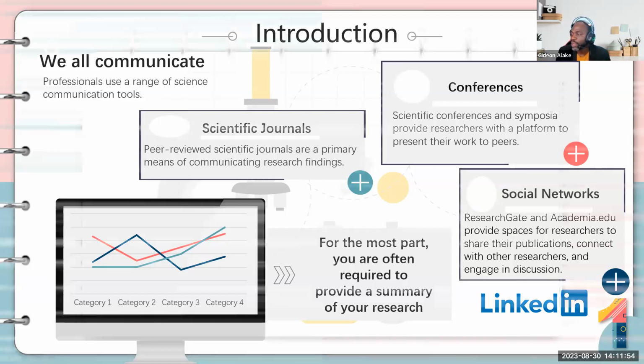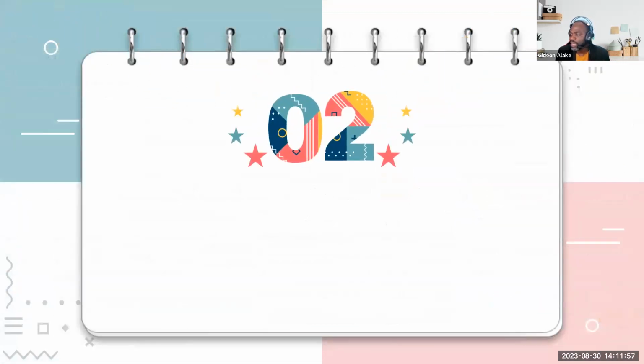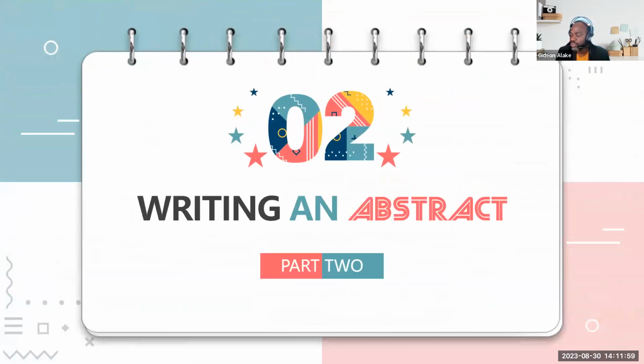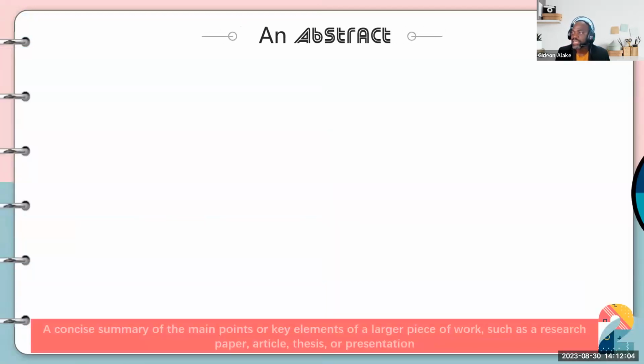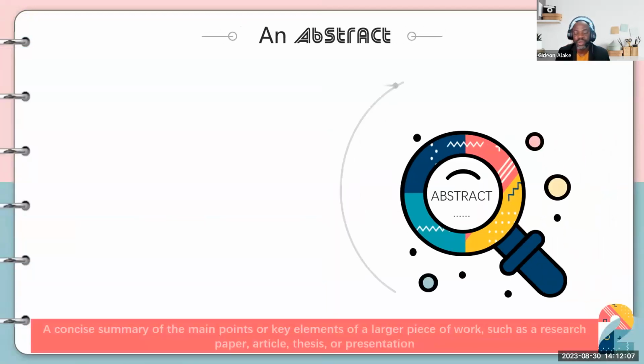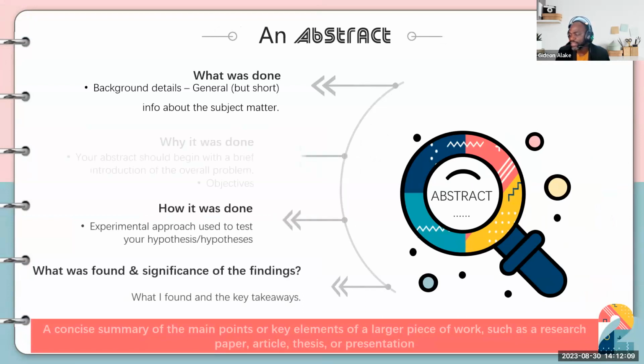I want to go straight to abstract writing. What is an abstract? An abstract is just a condensed form or a concise summary of the main points or key elements of a larger piece of work, such as a research paper, an article, a thesis, or even a presentation, or sometimes even grants. Many times when I write grants, I've had to submit an abstract. So an abstract is just a summary of what you intend to do or what you have done already.